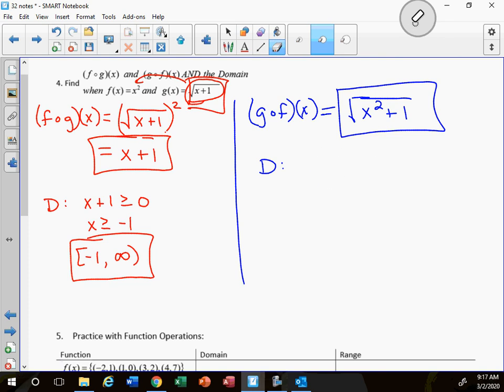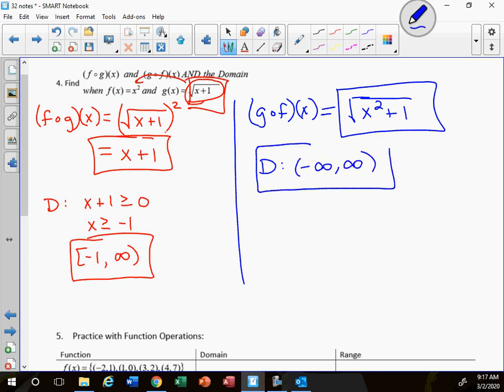When I plug something in and square it, no matter what I've plugged in, what kind of number do I get? A positive number, and then I'm adding 1 to it. Is there any way that's ever going to be negative? No. So what is my domain? Okay. So a little bit of thinking there.